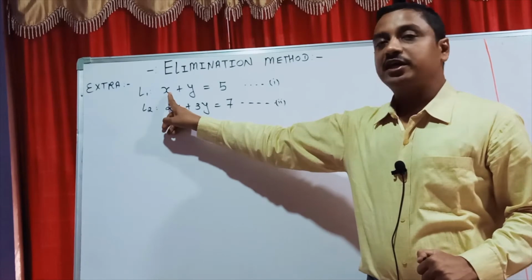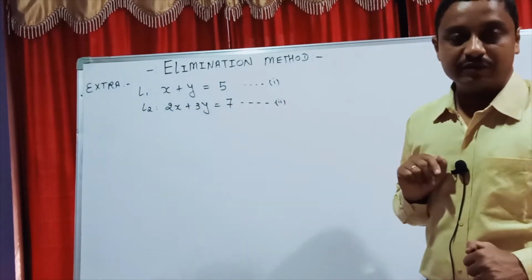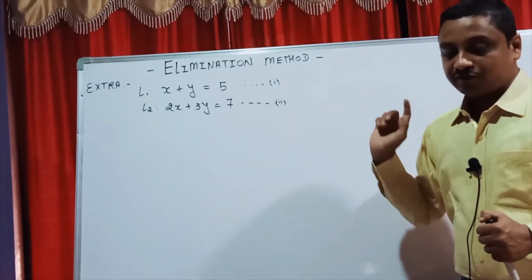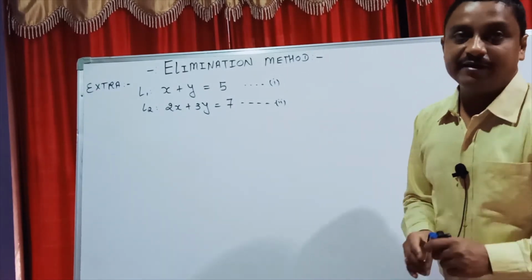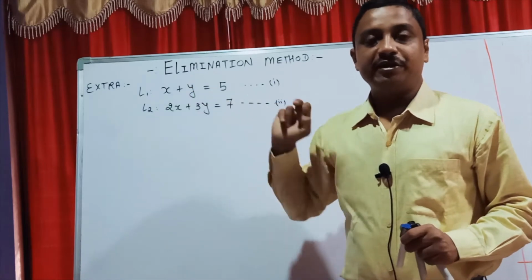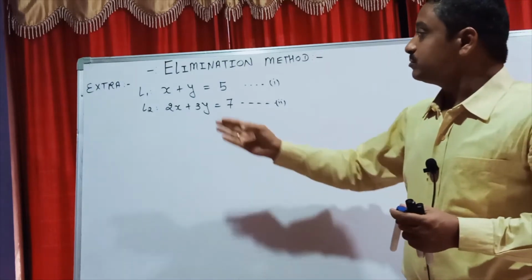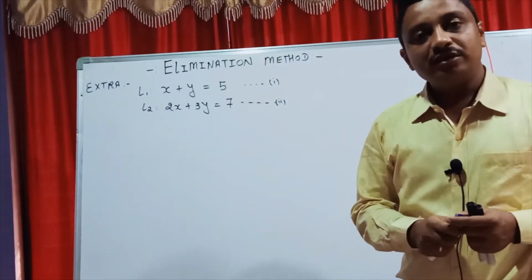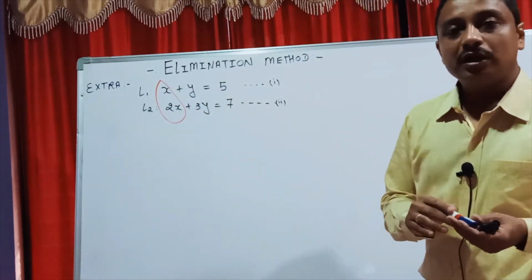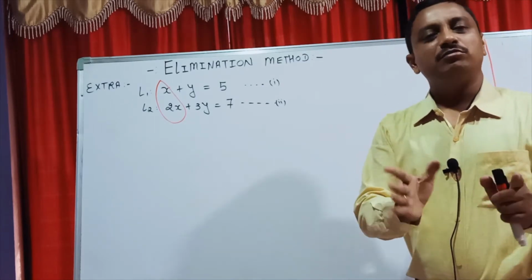See our extra sum: first line x plus y is equal to 5, and second, 2x plus 3y is equal to 7. I have given an example, sir. Taking equation 1 and equation 2, now students, you decide which variable you eliminate. Again I repeat, which variable you eliminate. So this method is called elimination. You decide whether x value is eliminated or y value is eliminated. I explain both one by one.